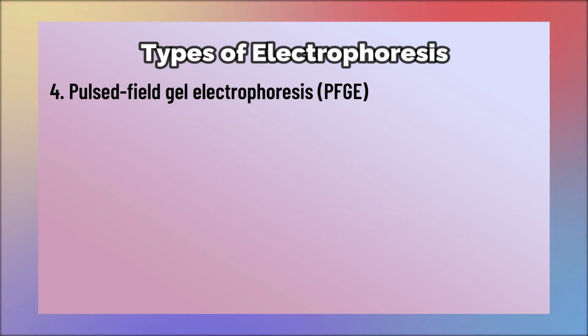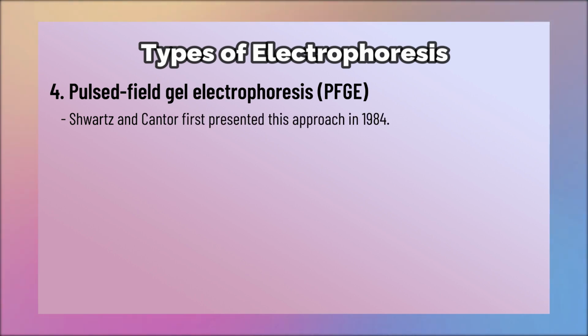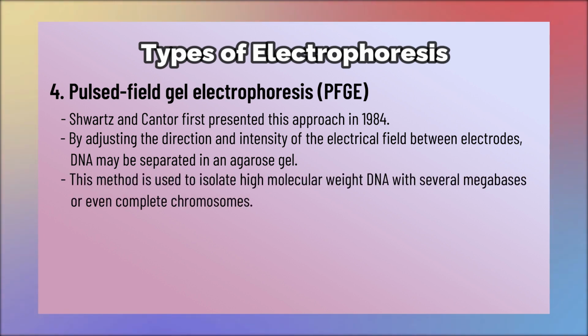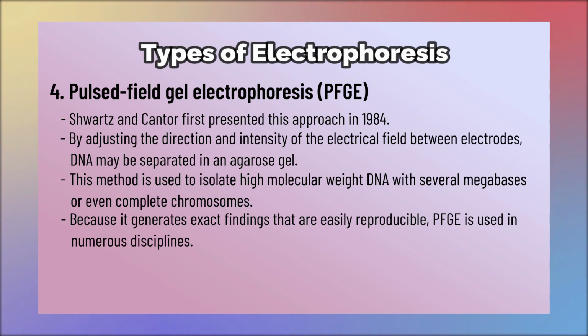Number 4. Pulsed field gel electrophoresis. Schwartz and Cantor first presented this approach in 1984. By adjusting the direction and intensity of the electric field between electrodes, DNA may be separated in agarose gel. This method is used to isolate higher molecular weight DNA of several megabases or even complete chromosomes. Because it generates exact findings that are easily reproducible, it is used in numerous disciplines.